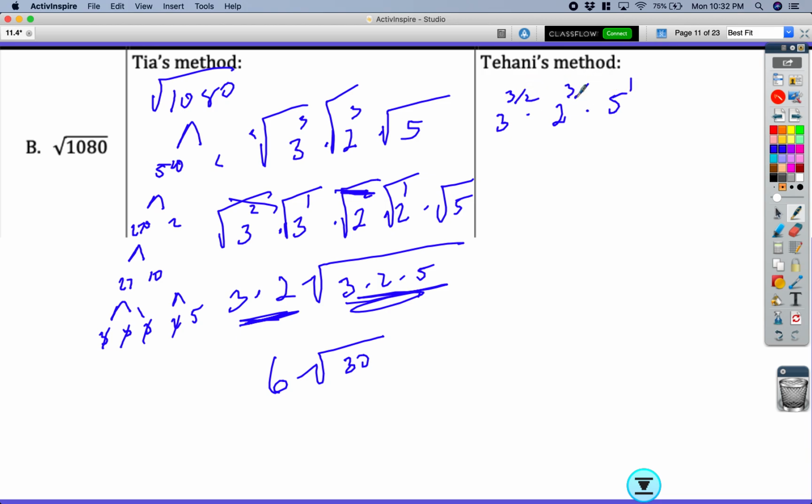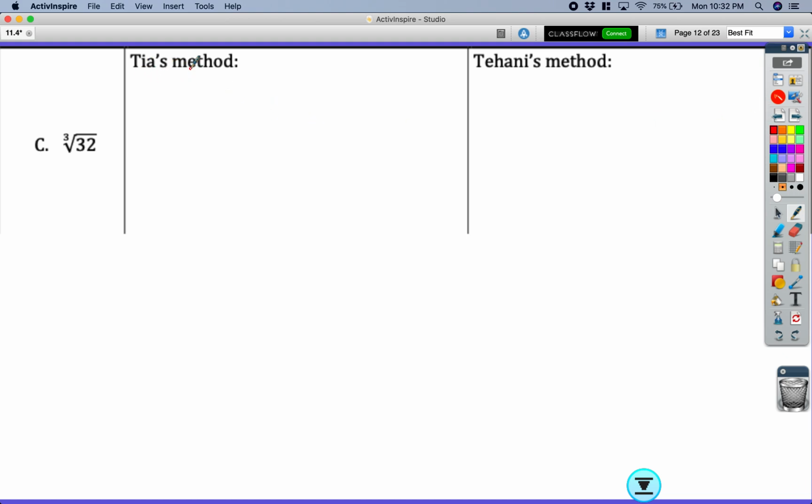I'm just dividing these by 2. So what this would then give me is 3 cubed root 3 times 2 cubed root 2 times the cubed root of 5. Multiply outside with outside to get 6. Multiply inside with inside to get the square root of 30. Okay? All right, so let's go ahead and look at 32.